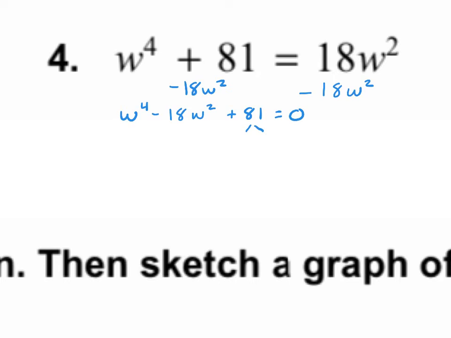Greg, what are they? Negative 9, negative 9. Perfect. So what goes into our parentheses? Yeah, w squared minus 9 and w squared minus 9. So here, since we started with a 4, that's why squared and squared. Alright, so what's next?